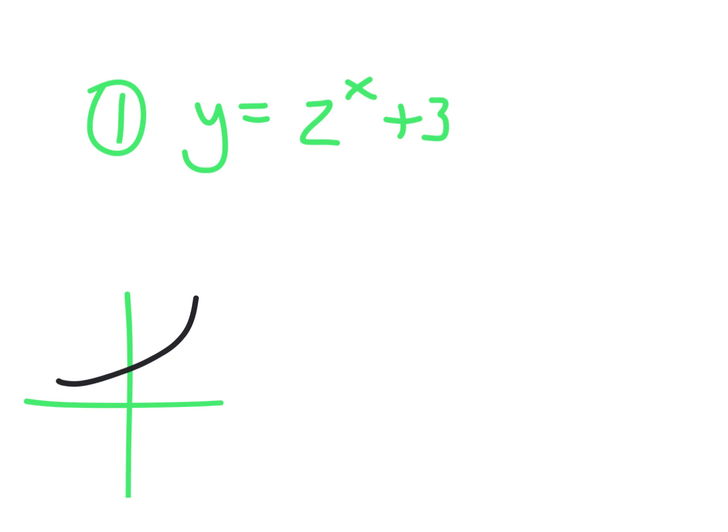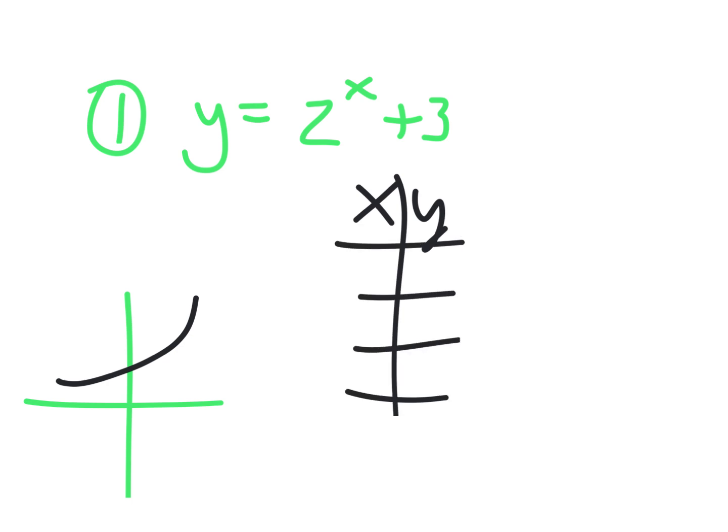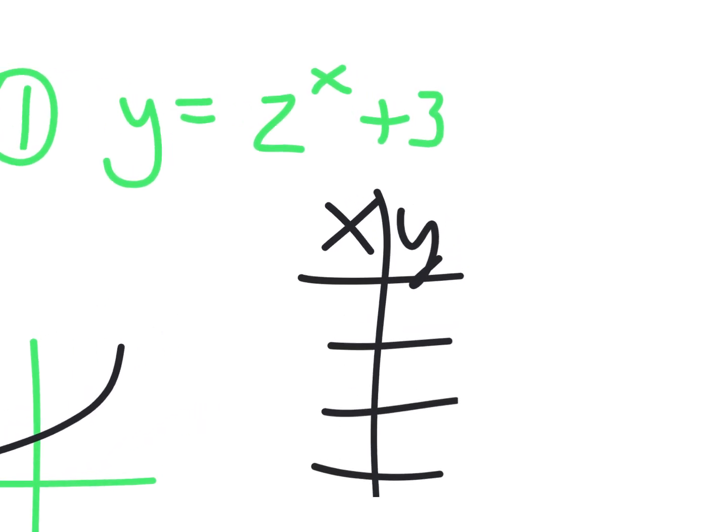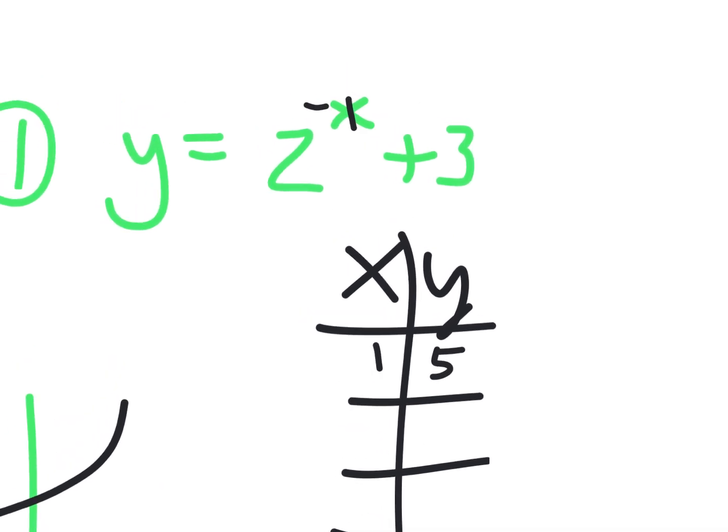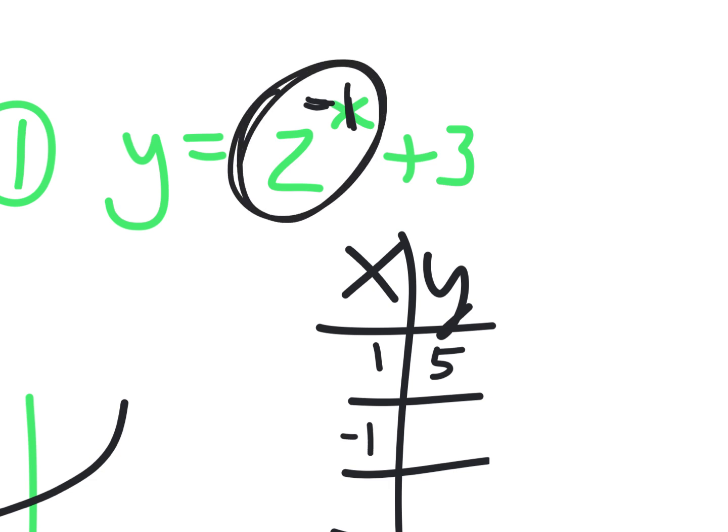All right, so anyway, on our xy chart, I just taught you to stick points in. I'm going to stick in the point 1 because that's easy. Anything to the 1 is just itself. So that's 2 plus 3 is 5. But I want you to not be afraid of -1. Everybody take a second, put in -1. You don't have to, but it does come in really handy on the fraction ones. To the -1 power means that's 1/2. -1 power flips it over.